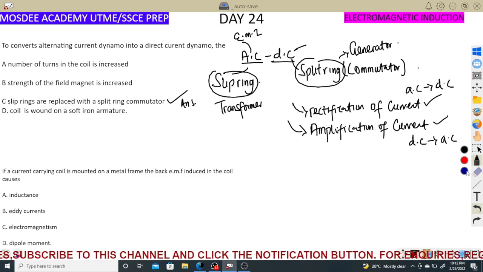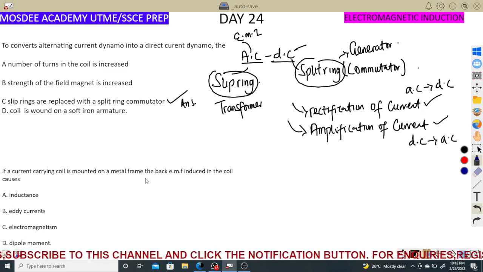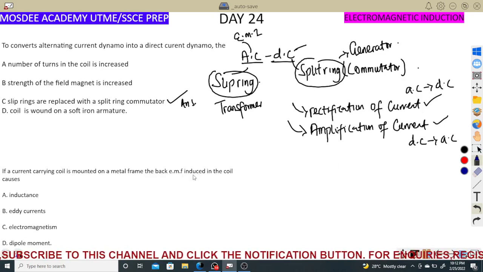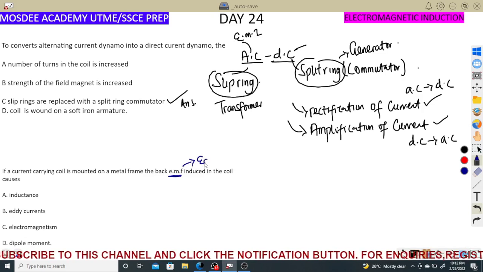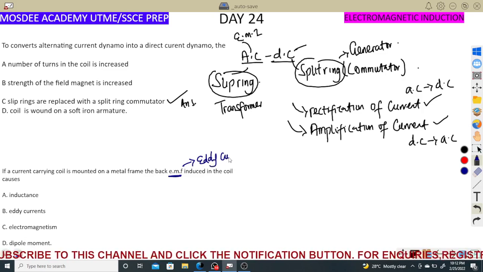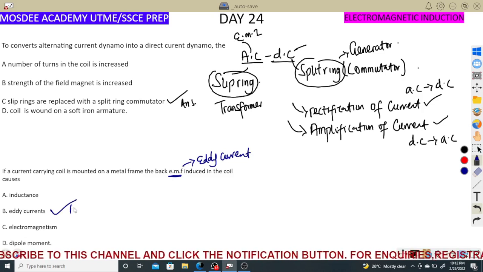The next question. If a current carrying coil is mounted on the metal, the back EMF induced in the coil causes what? You can see back EMF is called what? Eddy current. So it's a simple question, and the back EMF always causes eddy current, and that is the answer to this question.